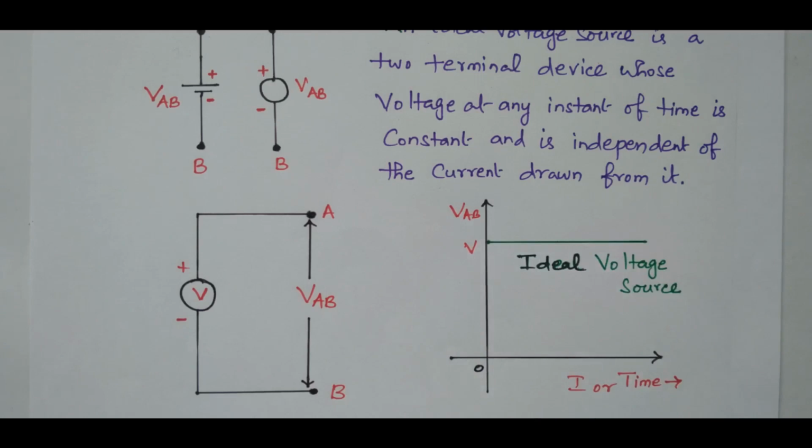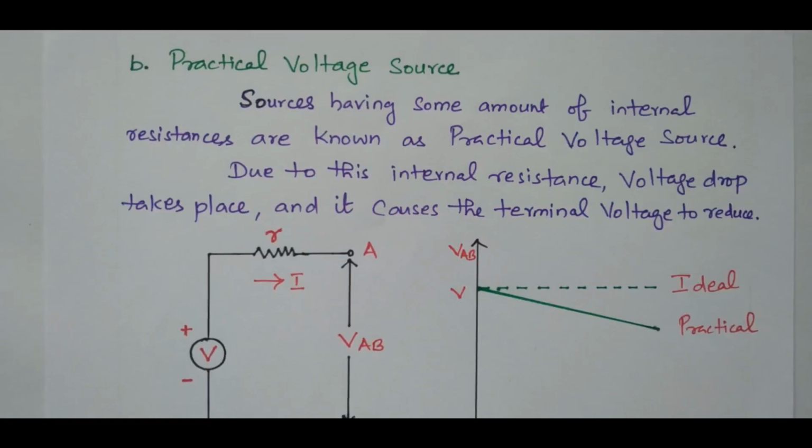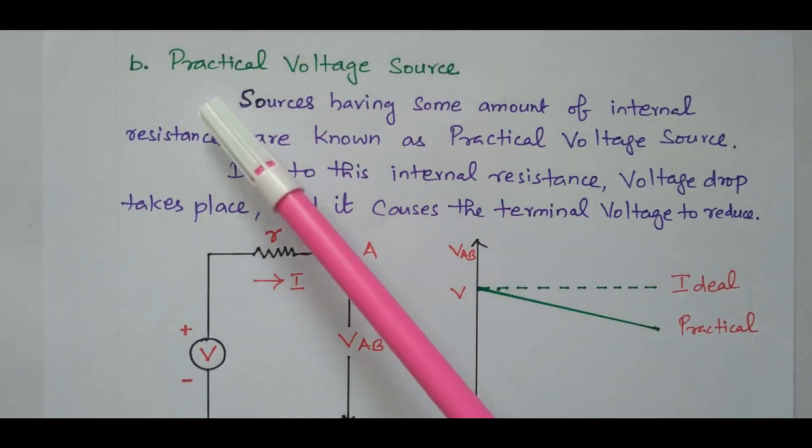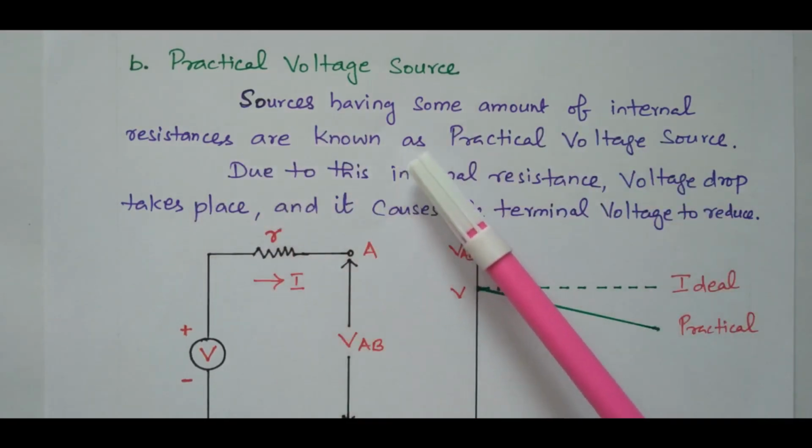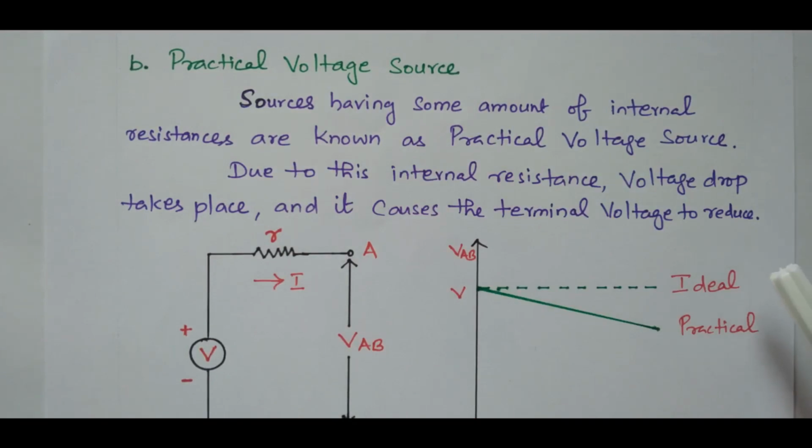Now we'll go to the practical voltage source. In a practical voltage source, the source having some amount of internal resistance is known as a practical voltage source. So practically, the voltage source has some internal resistance. Due to this internal resistance, voltage drops will take place and cause the terminal voltage to reduce.